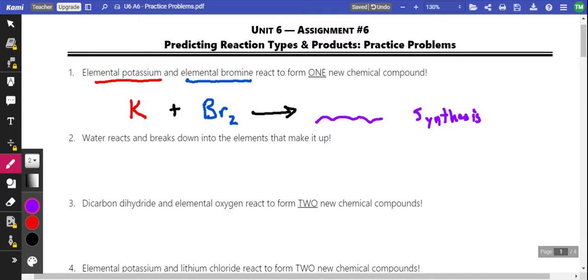Synthesis reaction. A synthesis reaction has just elements coming together to make a single product, where they just smash together and stay together. Okay, let's look at another example.